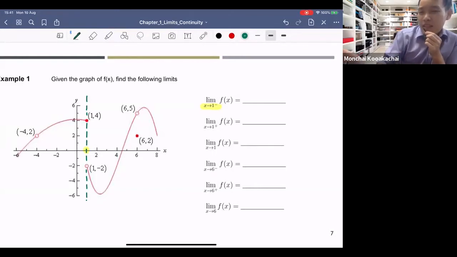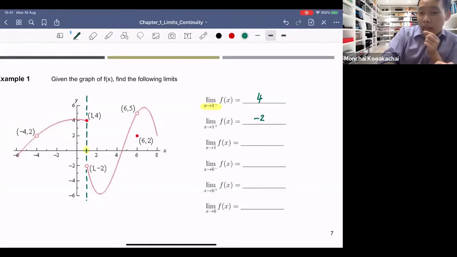Super easy. Someone typed in. Okay, 4. Yes, everyone got 4. All right, next one from the right. -2. All right, easy, easy. A piece of cake for you.